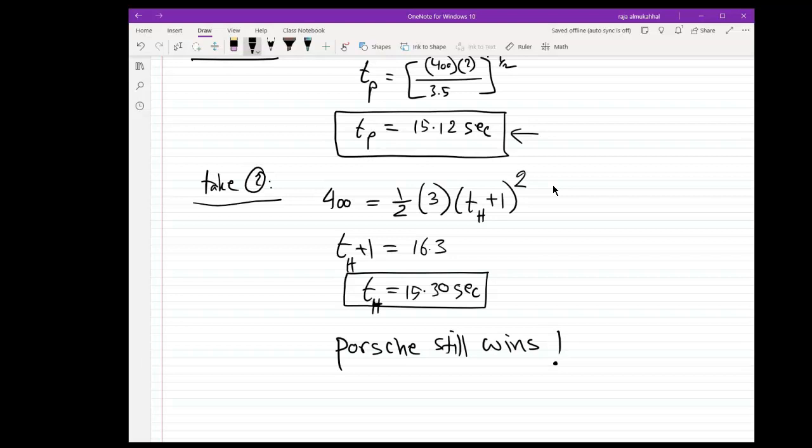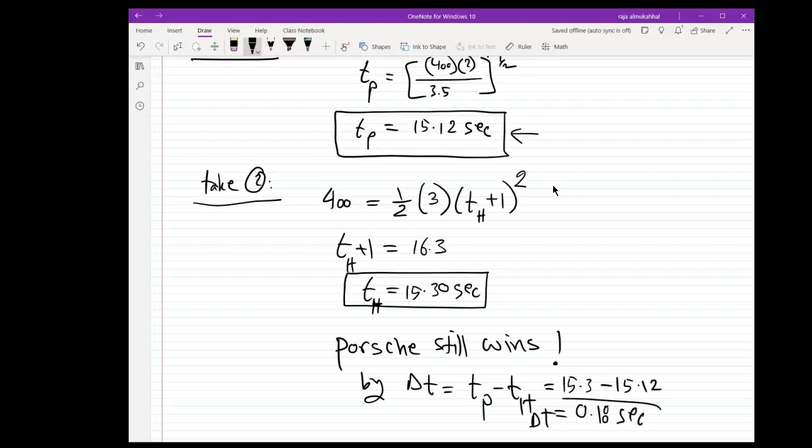Okay, by how much? Well, by delta T, which is T Porsche minus T Honda. So you can subtract those two numbers together: 15.3 minus 15.12. So by 0.18, not much, but anyway, there it is. Delta T equals 0.18 of a second. You got that?